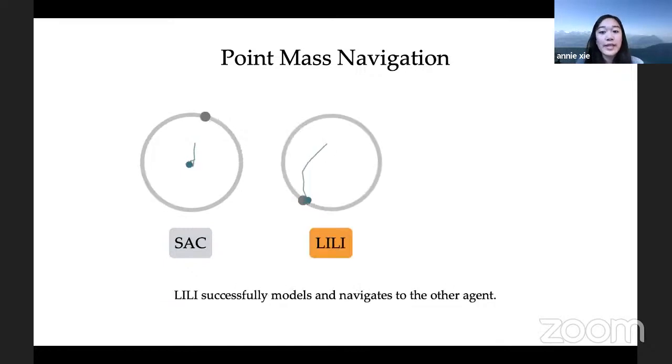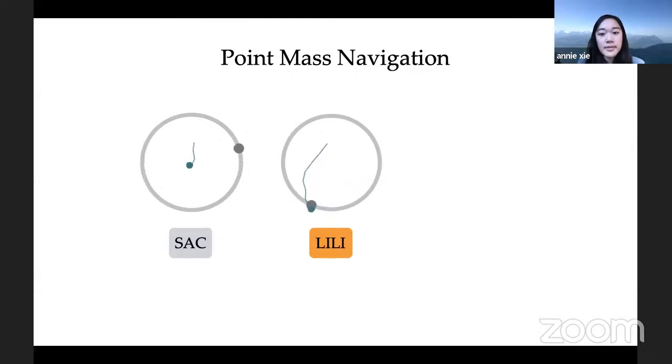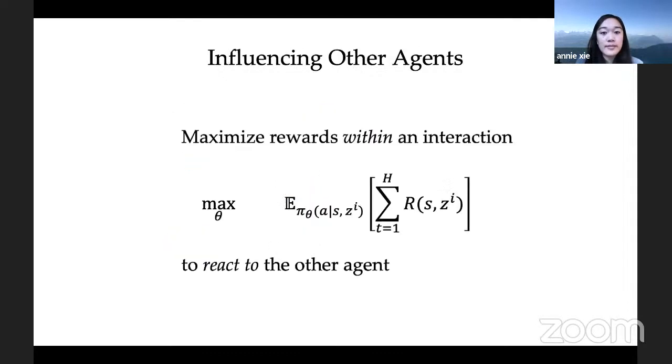In contrast, our method, LILI, successfully models the other agent's behavior and can capture the other agent in each interaction. But notice that the other agent is captured along this lower part of the circle. If the goal is to reach the other agent as quickly as possible, then ideally the other agent should be positioned at the top of the circle, where the ego agent is closest. So in other words, the ego agent should influence the other agent to move towards that blue region.